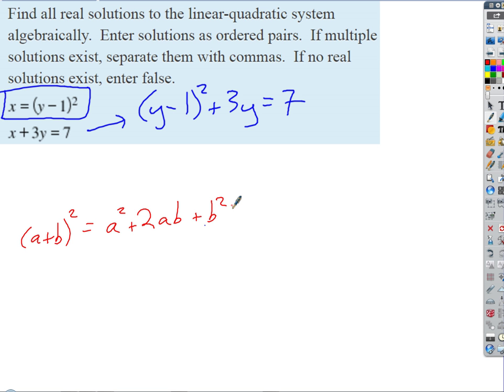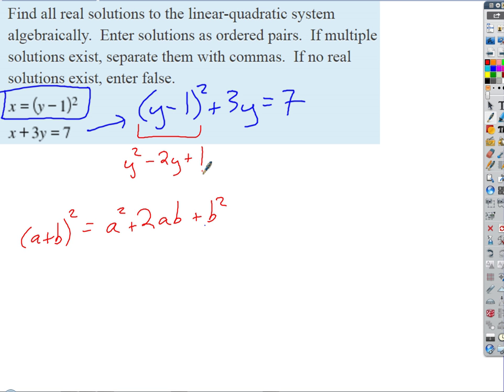I could also always just multiply them out manually. Okay, so what does that give us here if we use this pattern? Instead of an a we have a y, instead of a b we have a -1. So this whole thing becomes y squared plus 2 times y times -1, which is -2y, and then -1 squared is 1. So that's what that would give me.